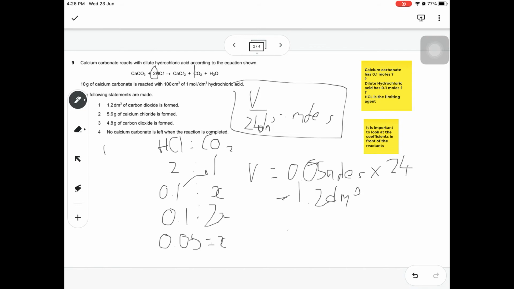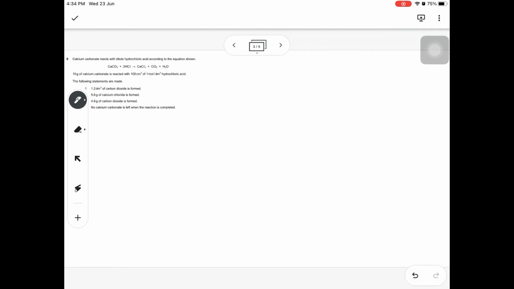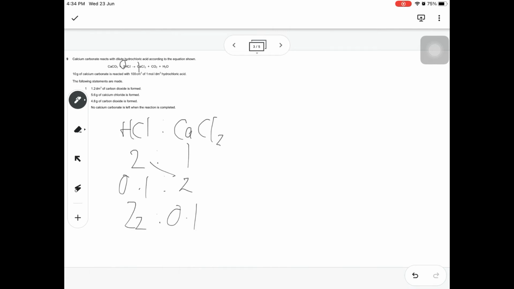Now for the second statement. So now let us check whether 5.6 gram of calcium chloride will really form. So once again, look at the coefficient at the front, 2 to 1. So write down HCl to CaCl2, 2 to 1. HCl has 0.1 moles, CaCl2 has x. So 2x equals 0.1, x equals 0.1 divided by 2, 0.05 moles of calcium chloride.